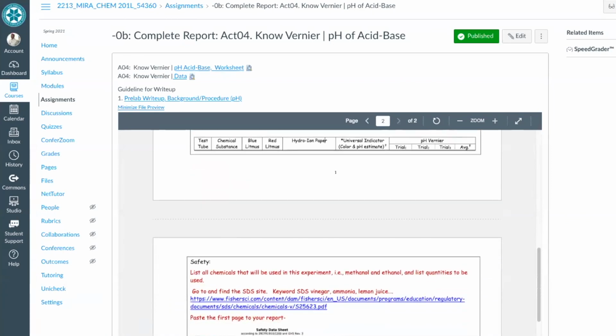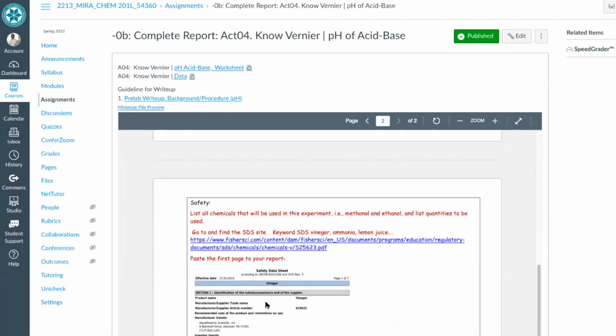You have safety. Again, you just do, like, this right here is the SDS for vinegar. Again, just do keyword searches: SDS vinegar, SDS ammonia, SDS lemon juice. Some of these things you might not find in an SDS because they're common household chemicals. But try and do a little bit deeper search.